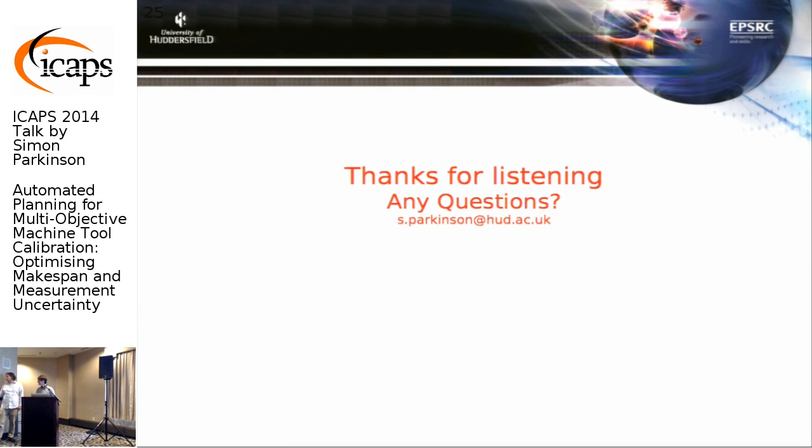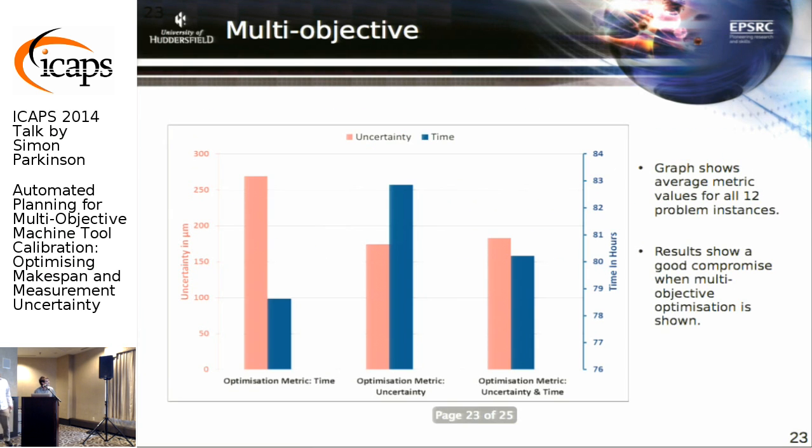Any other questions? So I have one question. Can you actually go back to your results slide with the bar graph? This one, yeah. I note that when you're optimizing for uncertainty, your time is actually pretty good compared to when you optimize for uncertainty and time. Can you talk about that a little bit? Well, I'm not really quite sure as to why, but yeah, it is. Okay.